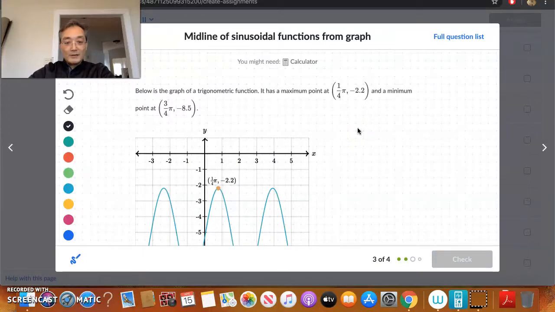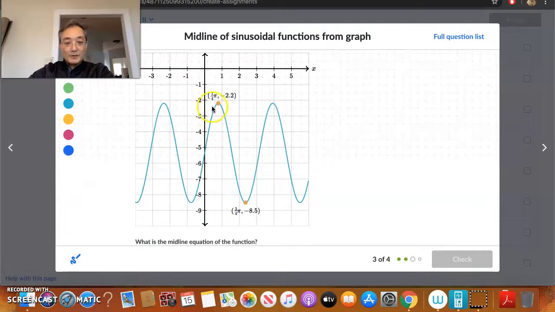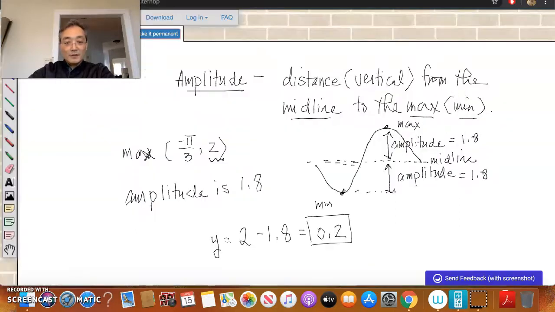Here we have another graph, and now they give us the maximum and minimum. So here's the graph, here's the maximum point, here's the minimum point. What's the midline? Again, they're looking for a line that goes halfway between the max and the min. So let's find the average of the two y coordinates. All right, so the y coordinate is negative 2.2 for the max.